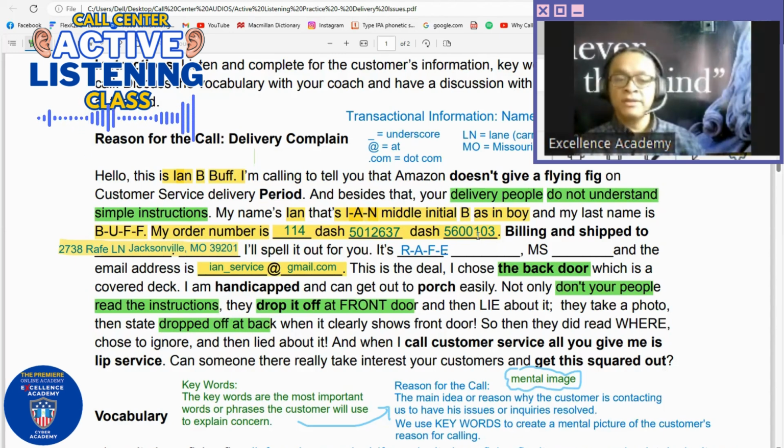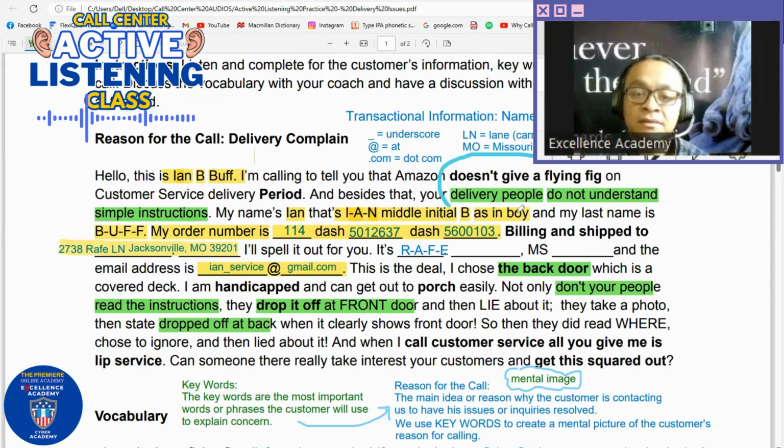So what are the keywords here? Everybody? What are the keywords? Delivery people do not understand simple instructions. Okay, they chose the back door. People don't read the instructions and they drop it off at the front door. Okay, so that's it. That's the reason for the call. So why is the customer calling?